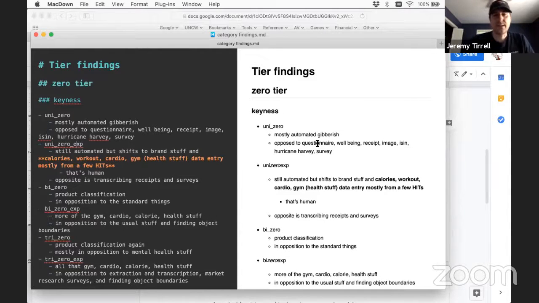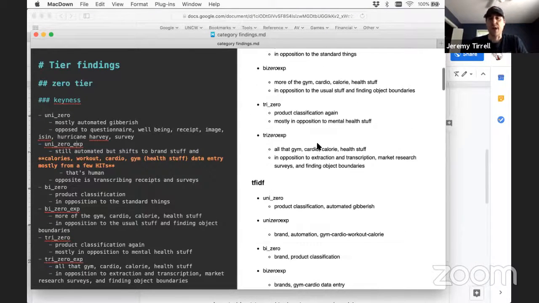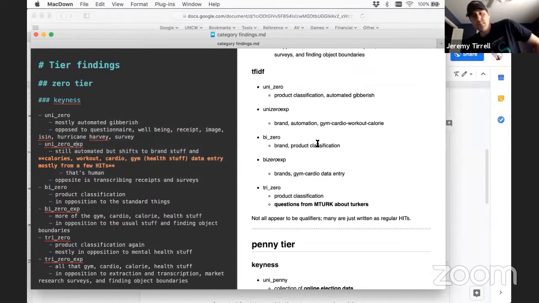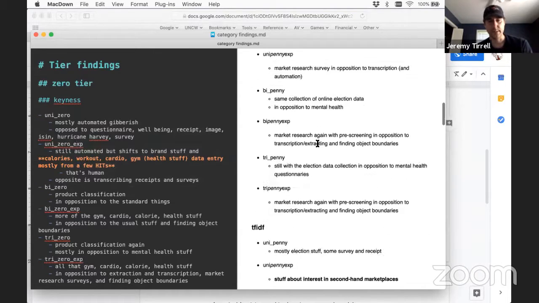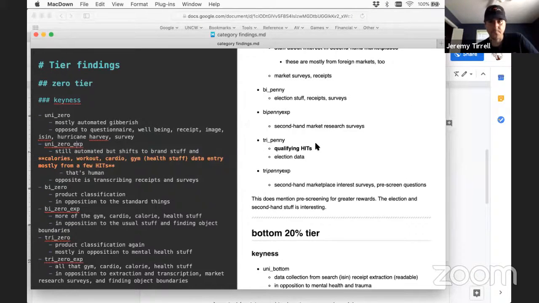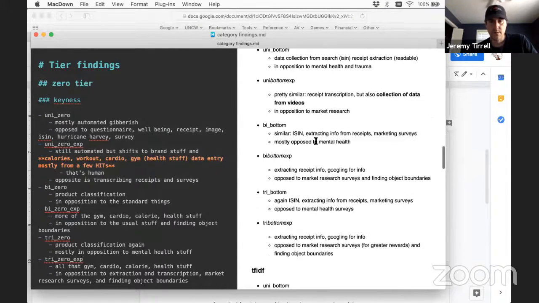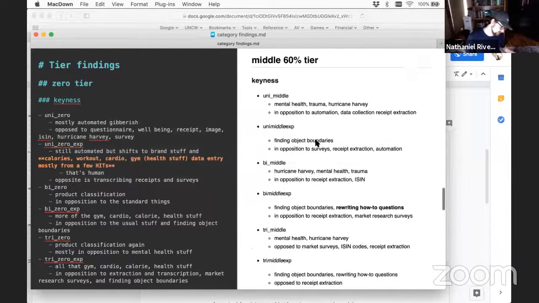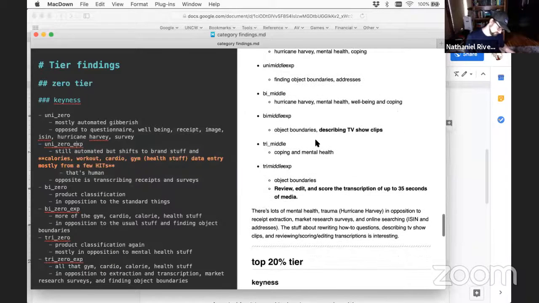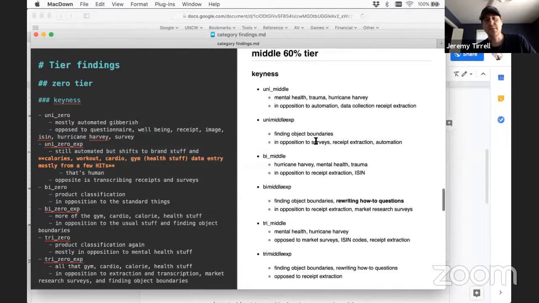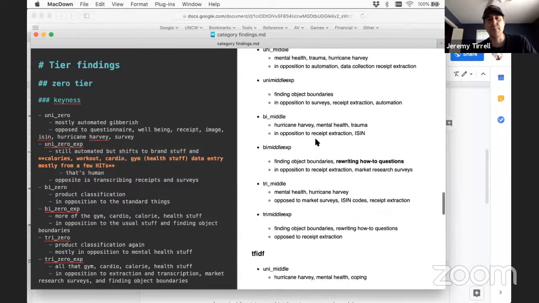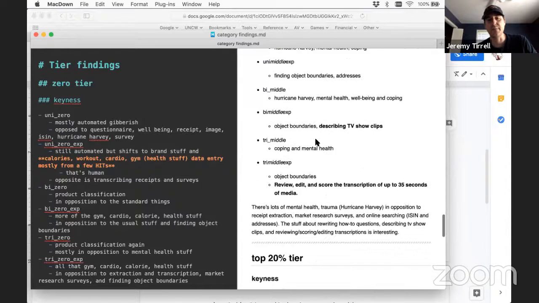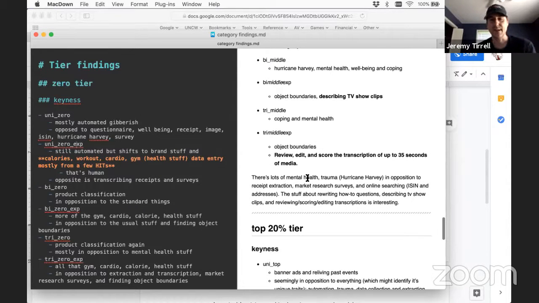And if we look at 0 here, and I did brief write-ups at the end, some of them were in the middle 60s. Yes, so middle 60, you're right. If you look at both the keenness and the TF-IDFs, the write-up here says there's lots of mental health trauma, like Hurricane Harvey.